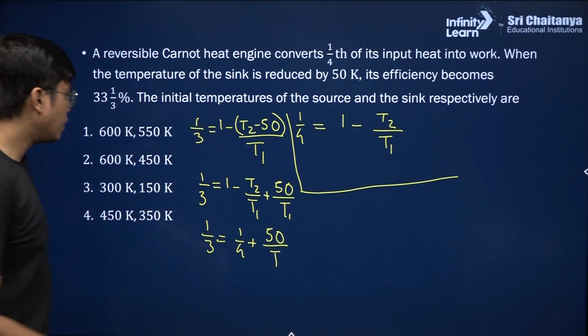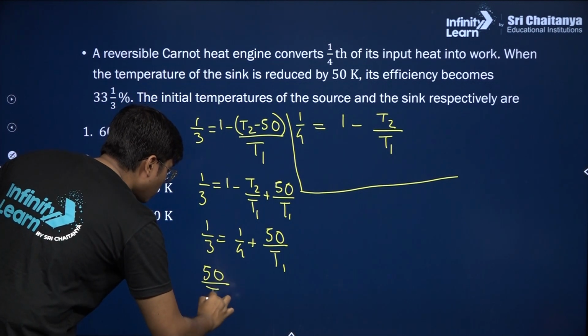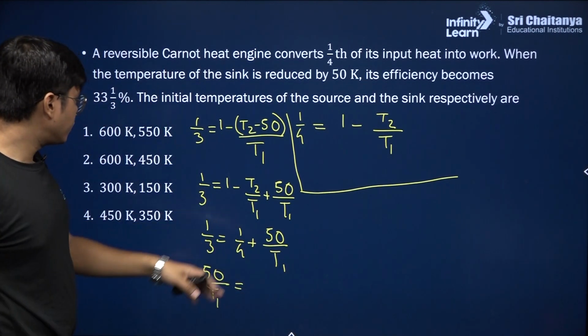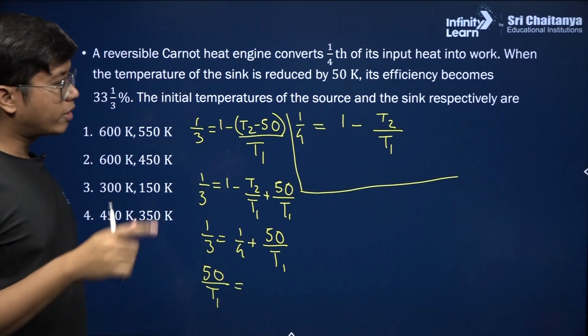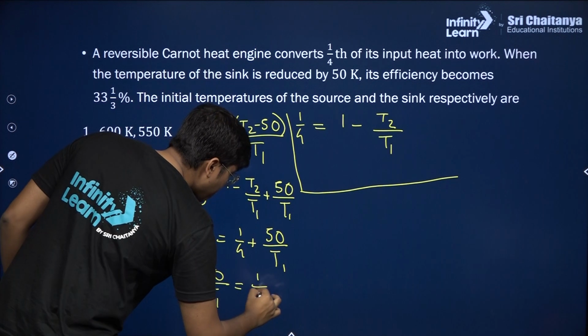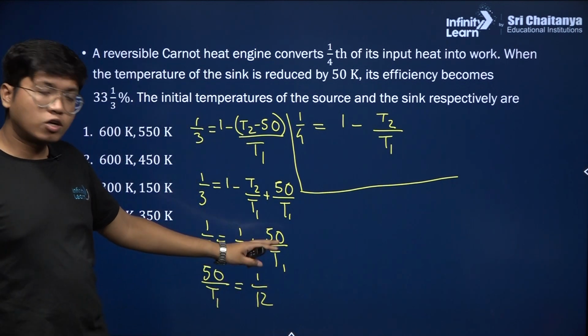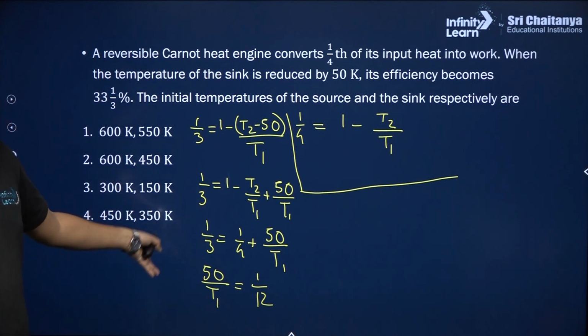So 50 by T1 would be equal to 1/3 minus 1/4. 1/3 minus 1/4 would be 12 and 4 minus 3, so 1/12. So it would be 1/12 over here. So again, cross multiply T1 over there, 12 here, 12 into 50, 12 into 5 is 60.